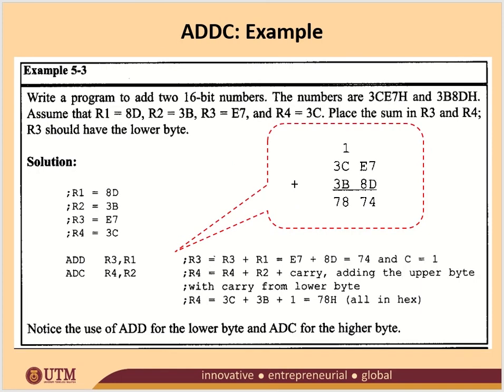So you are going to write a program to add 2 16-bit numbers. The numbers are 3CE7 and 3B8D. Assume that R1 already has 8D, R2 3B, R3 E7, and R4 3C. So you're going to place the sum in R3 and R4. R3 should have the lower byte. So how are you going to do this?